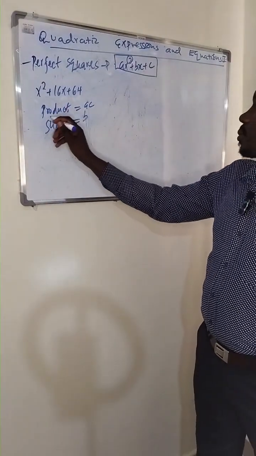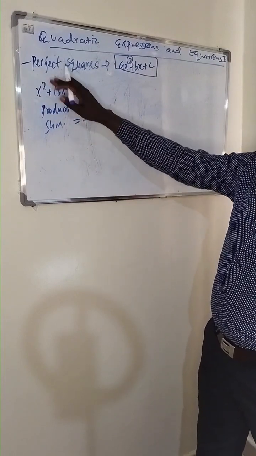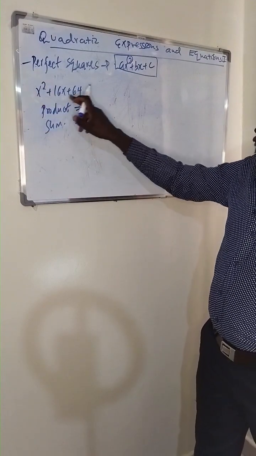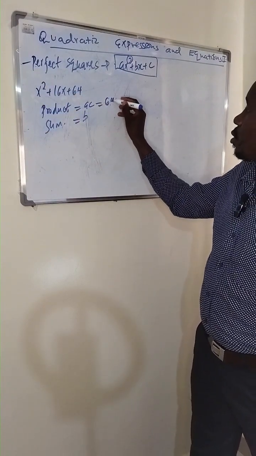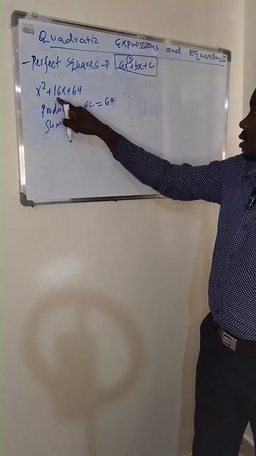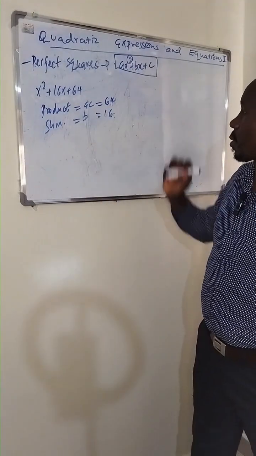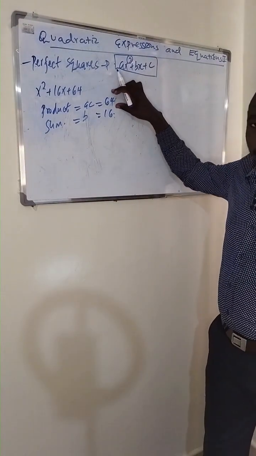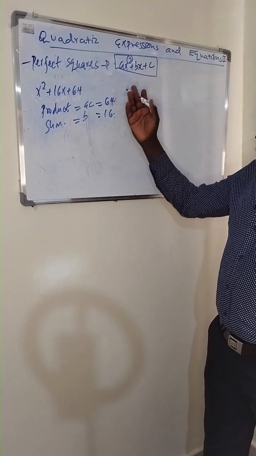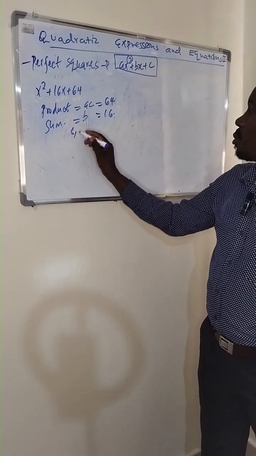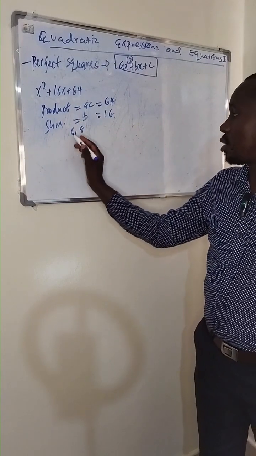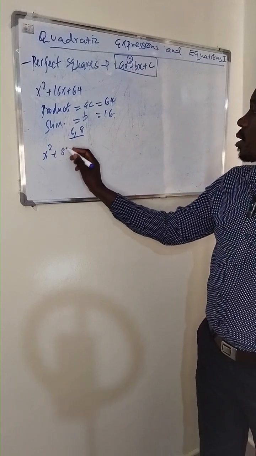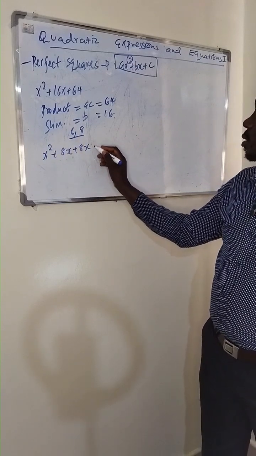So looking at this, if you were to factorize this to see if you're going to get a perfect square, then A is 1, C is 64, so the product is 64. Then the sum, B, is 16. So we need to think of two numbers which when we multiply we get positive 64, and when you add, you get positive 16. So the two numbers are going to be 8 and 8. If you substitute now for b, you'll have x squared plus 8x plus 8x plus 64.